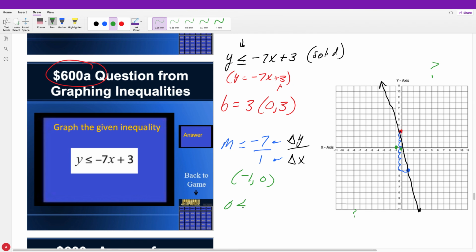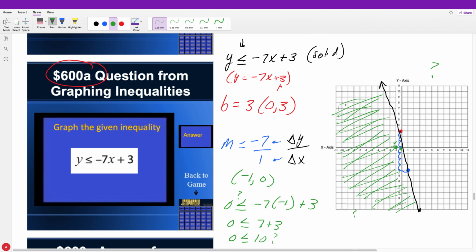Plug it back into your original inequality. Is 0 less than or equal to -7 times -1 plus 3? Well, is 0 less than or equal to 7 plus 3? Is 0 less than or equal to 10? Yes, it is. Since this point worked, all the points in this region will also work. So we will shade this region below it, and that will be our final answer.